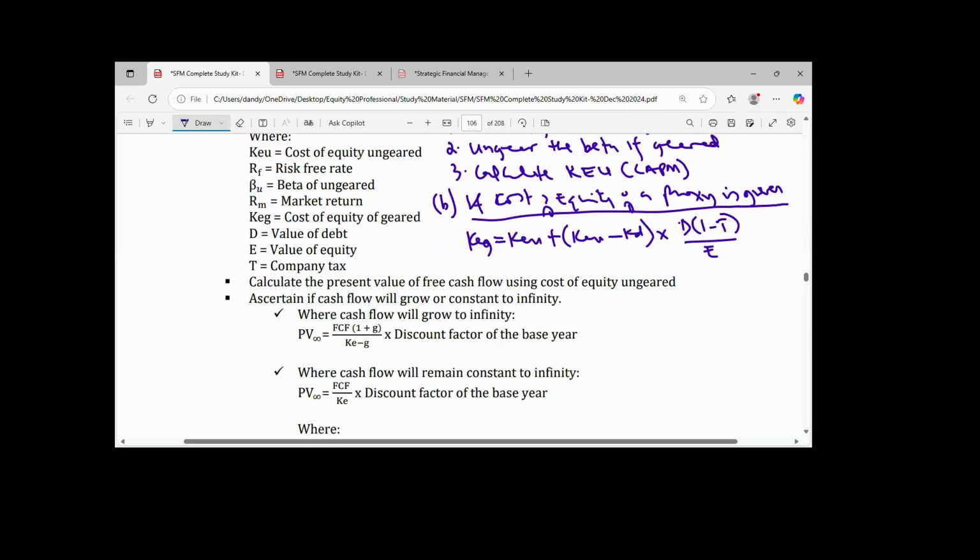Then the third one is if you are given WACC of a proxy. Number C, if WACC of a proxy is given.